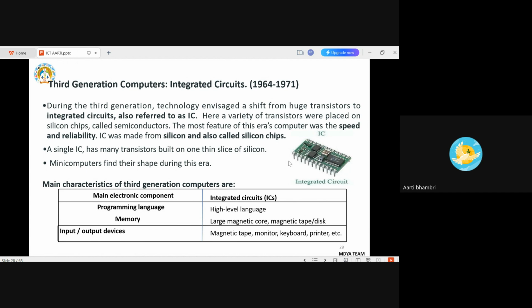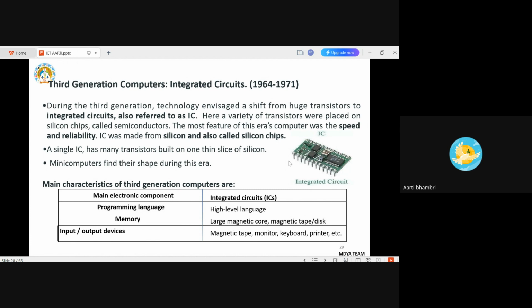A single IC has many transistors built on one thin slice of silicon. Mini computers found their shape during this era. Integrated circuits were used in the mini computers, as we discussed earlier.